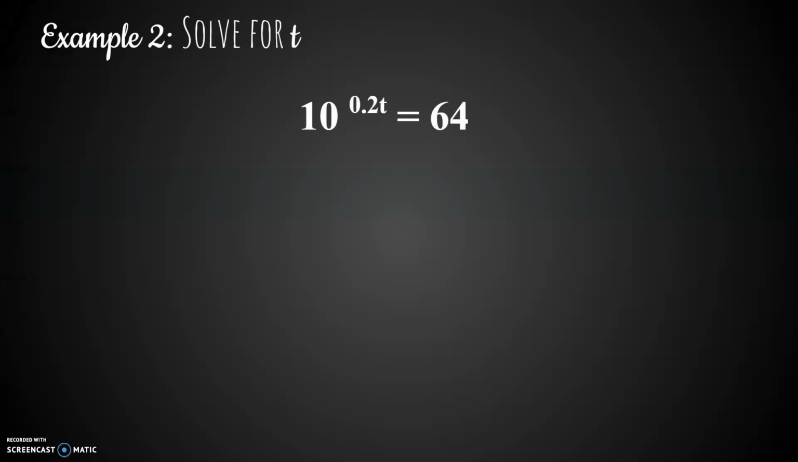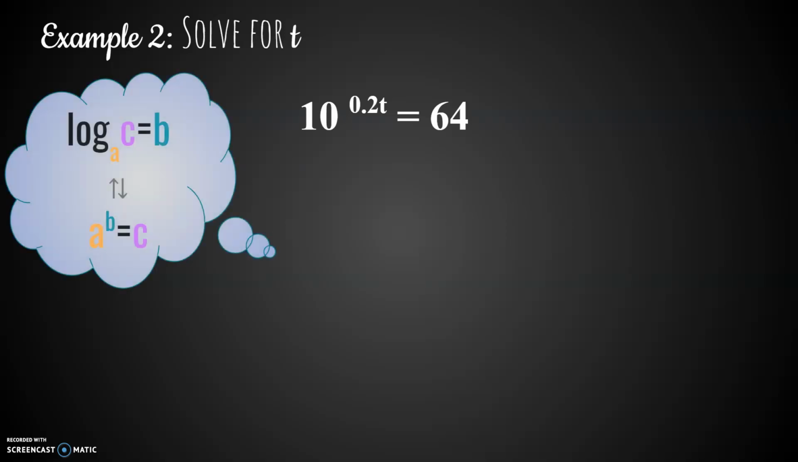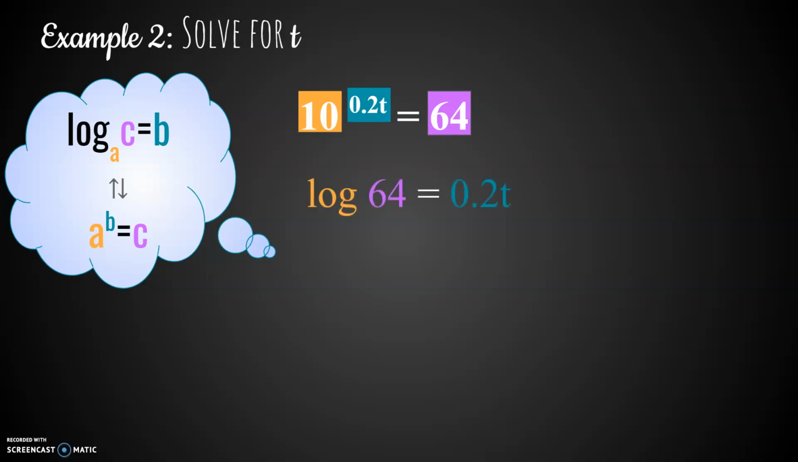The second problem requires us to solve for t in the equation 10 to the power of 0.2t equals 64. Like the first example, the equation is in exponential form, so we must convert it. The same conversion rules apply, but in this case, a equals 10, b equals 0.2t, and c equals 64. Then, substitute the values in the conversion to obtain the logarithmic form of log base 10 of 64 equals 0.2t.